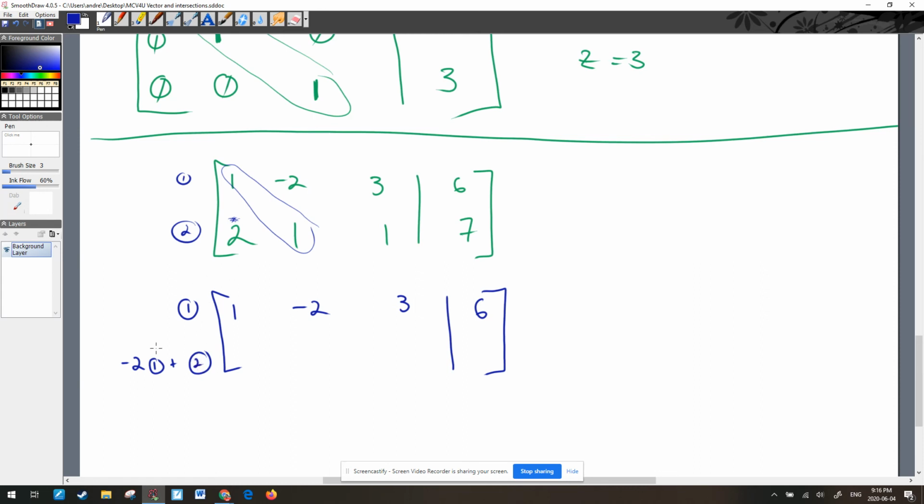So let's do that. -2 times 1 is -2, plus 2 is 0. Huzzah! That's a winning move. -2 times -2 is 4. 4 plus 1 is 5. -2 times 3 is -6. -6 plus 1 is -5. Okay? And then -2 times 6 is -12. -12 plus 7 is -5.